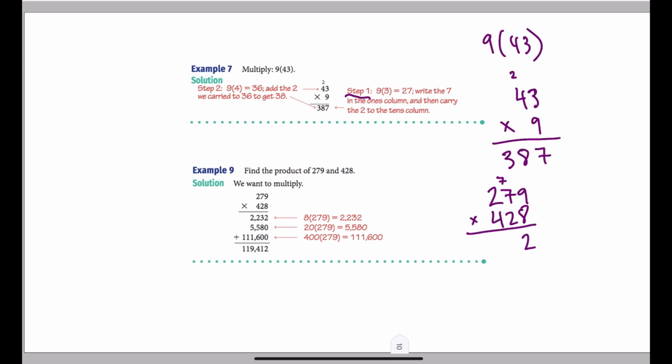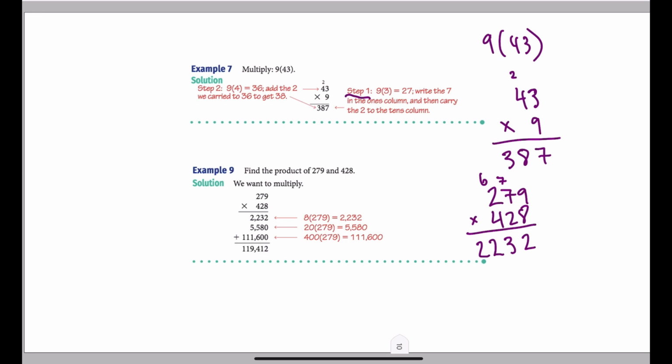8 times 7, well, 8 eights is 64, so 7 eights would be 56, plus 7 is 63. Bring the 3 down, carry the 6. 8 times 2 is 16, and 6 more is 22. So what I did there is I multiplied 8 by 279, by multiplying 8 times the 9, 8 times the 7, and 8 times the 2, and I carried over and added any carryover that resulted from my multiplication.